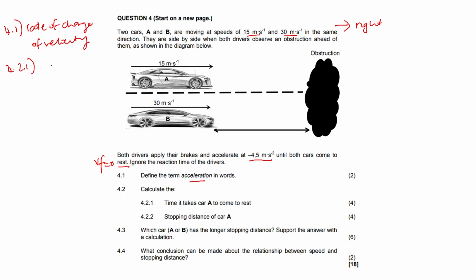4.2. Calculate the time it takes car A to come to a rest, and 4.2.2, the stopping distance of car A. Okay, so we have to calculate the time it takes to come to rest. So when it stops here, final velocity, right? So what do we have? We have the final velocity, which is 0. We have its acceleration, which is negative 4.5. We have the initial velocity at the top here, which is 15 meters per second. So we only need the time.